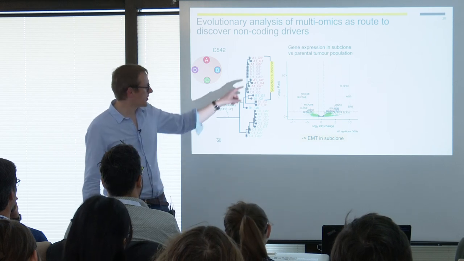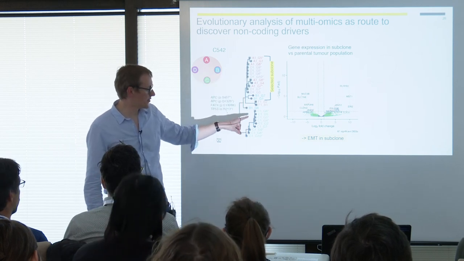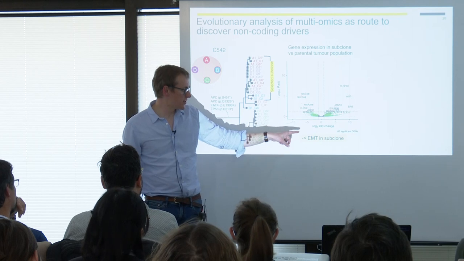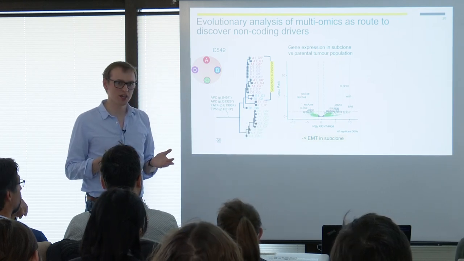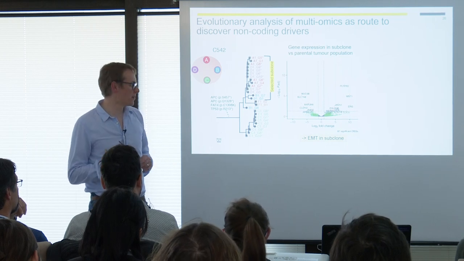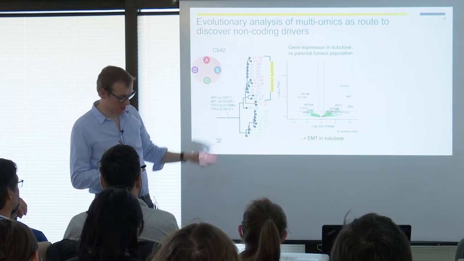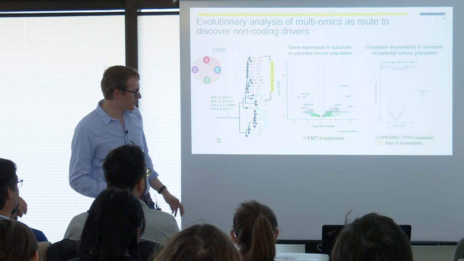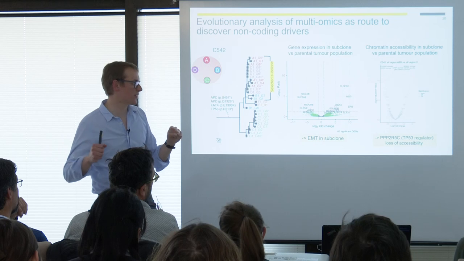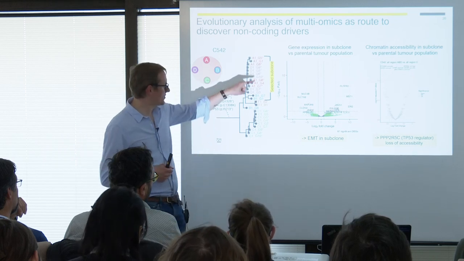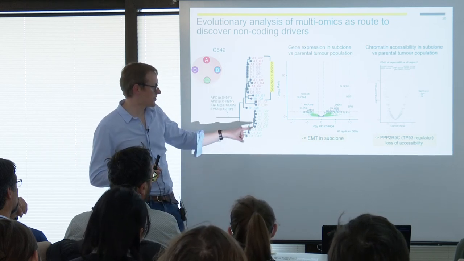So we can ask, well, what does the RNA in that subclone look like compared to the rest of the tumour? There's a bunch of changes again that correlate with it being this phenotype of epithelial to mesenchymal transition. It's got a mesenchymal-like phenotype by RNA, this subclone. You can also do the same kind of volcano plot for the ATAC-seq changes, so changes in chromatin accessibility. You see a bunch of different chromatin states in this subclone compared to the rest of the tumour.